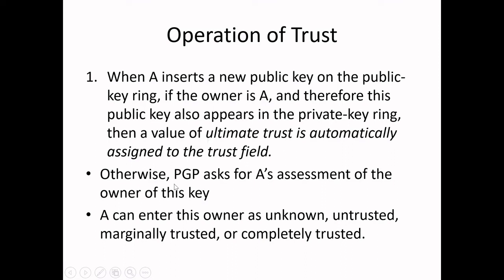Otherwise, PGP asks for A's assessment of the owner of the key. What is A's assessment? That value will be entered. A can enter this owner as unknown, or untrusted, or marginally trusted, or completely trusted. Different values can be populated. So that is A's assessment of this public key, and that is the value entered in the owner trust field.